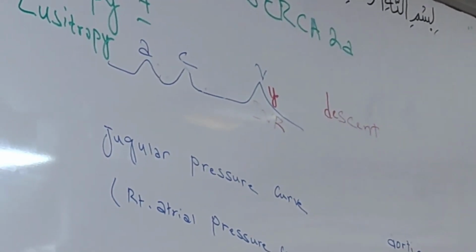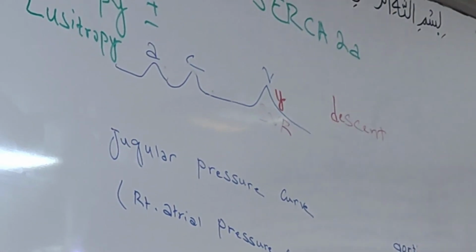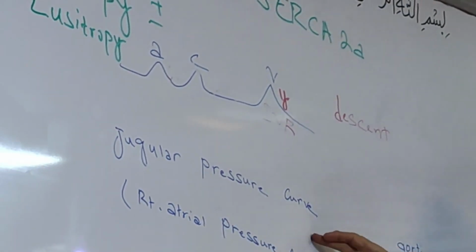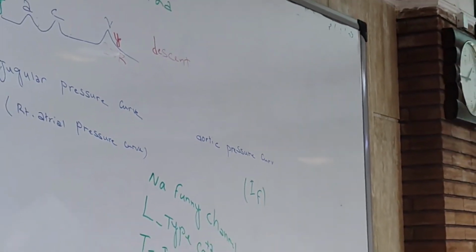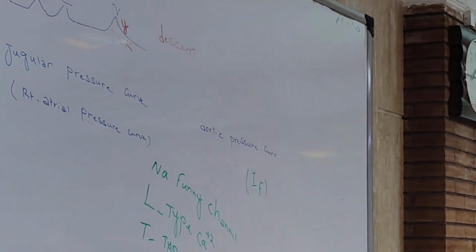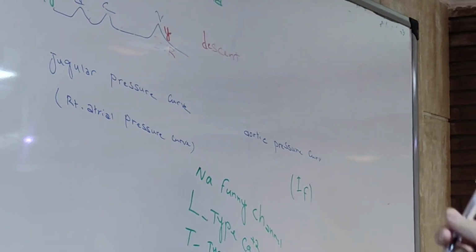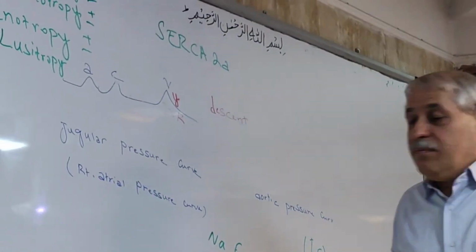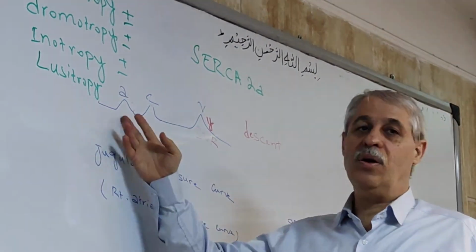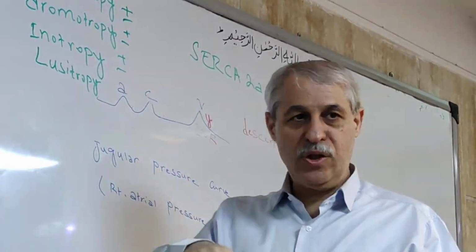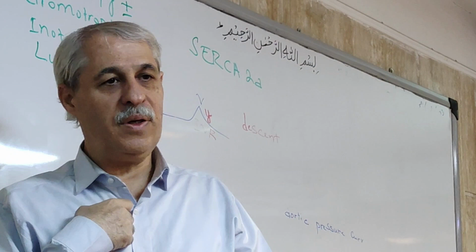So this is the jugular pressure curve, aortic pressure curve. Now cardiac sounds. How many sounds do we have? 4. 2 can be heard, 2 cannot be heard. Why do we call this atrial pressure curve? Which one? Jugular pressure curve. Because it can be measured via a catheter that is put into the atria or into the jugular vein. Both catheters.